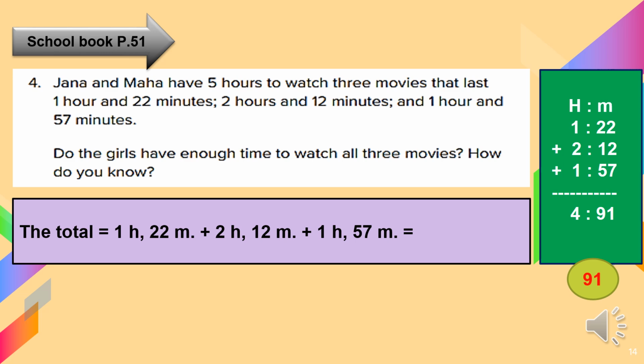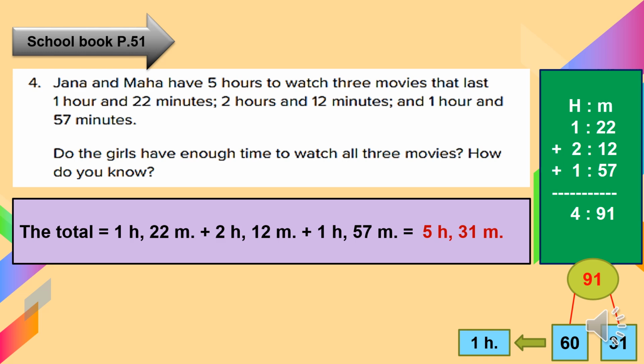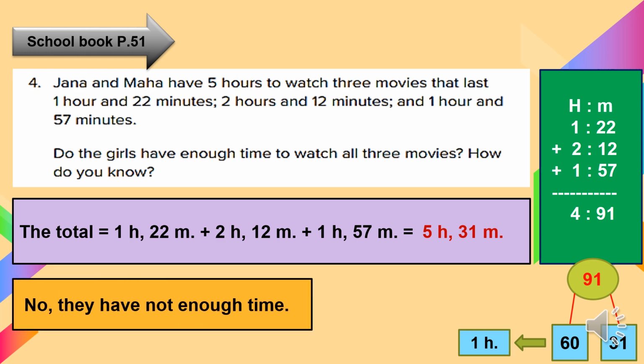So the final answer here is 4 hours and 91, but we can't write 60 or more in the minutes place. So let's take 60 from it. So you take 60 from 91, and the remaining here is 31, and 60 minutes equals 1 hour. So add 1 hour into the hours place. So 1 plus 4 equals 5. So the time now is 5 hours and 31 minutes. Of course, no, they do not have enough time to watch all 3 movies.